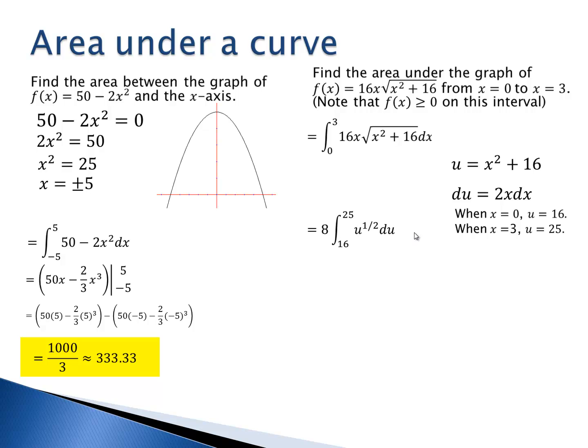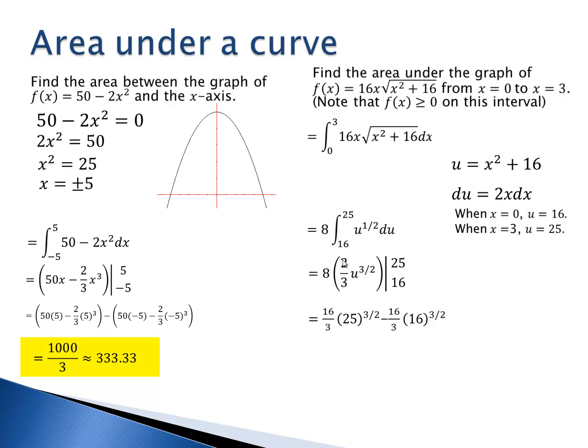Alright, then we're ready to just use our power rule. Again, we've changed our limits of integration along with the variable, so we won't have to see those x's anymore. A nice simpler integral left. Increase that power by 1, u to the 3/2, and divide by that power, or multiply by its reciprocal. Divided by 3/2 would be times 2/3. So I have 8 times 2/3 u to the 3/2, with u going from 16 to 25.